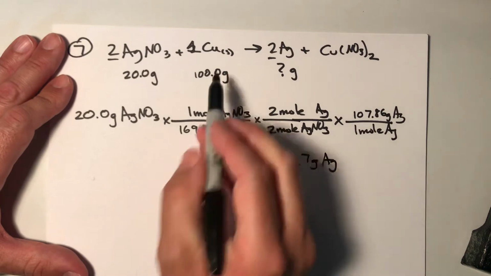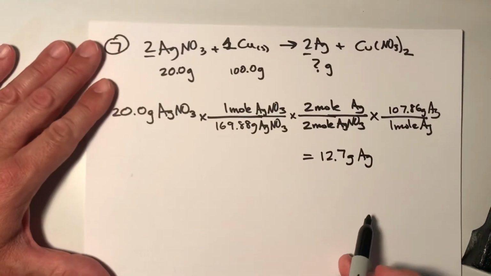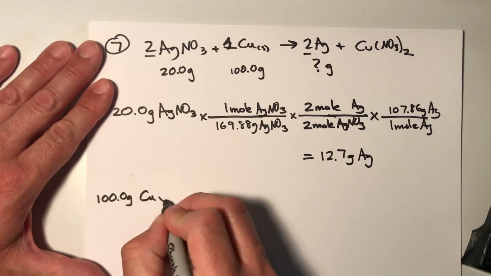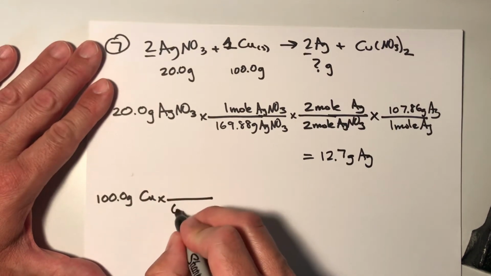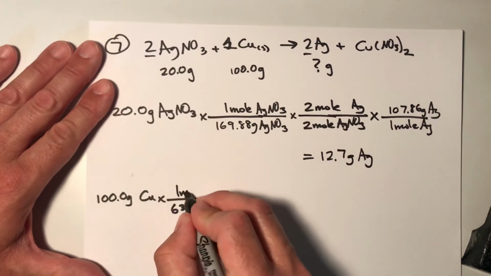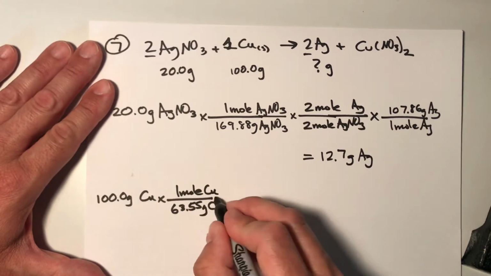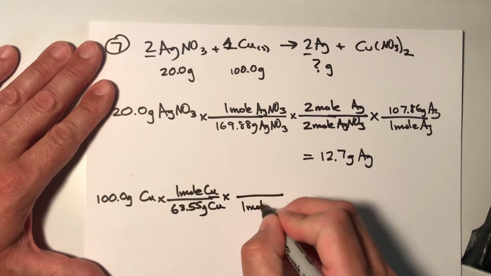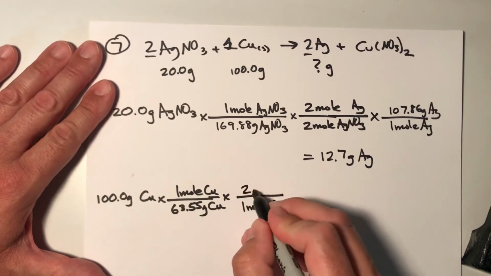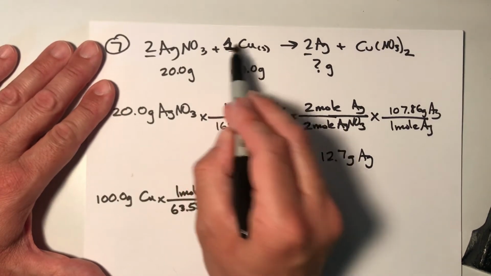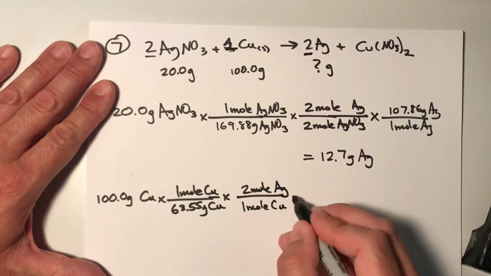Now we've got to go back and start with the copper amount. So let's start over now. We're going to have 100 grams of copper. First step, grams to moles. 63.55 grams of copper per 1 mole of copper. Now mole to mole ratio. 1 mole of copper corresponds to 2 moles of silver. Again, we're going from the coefficients in the reaction equation.